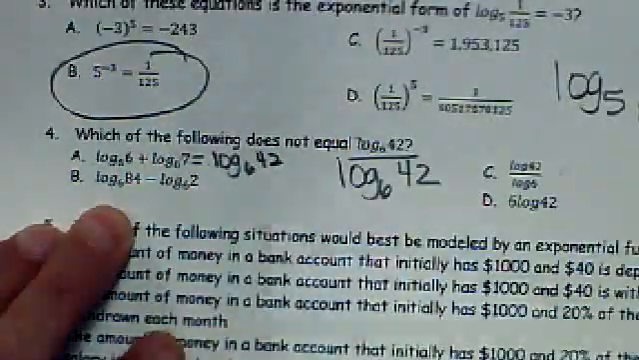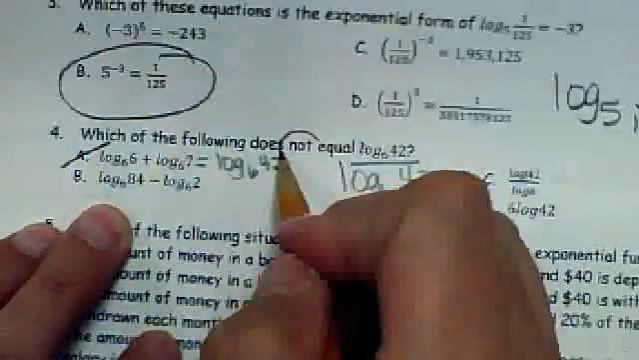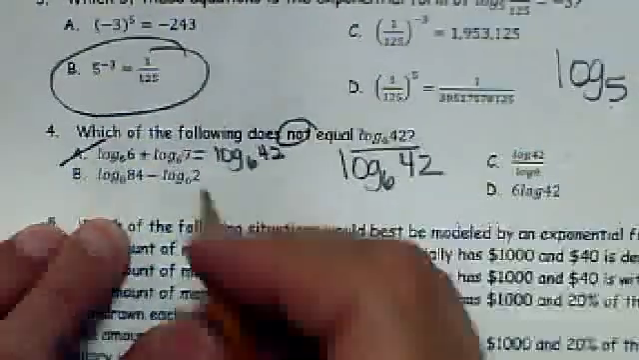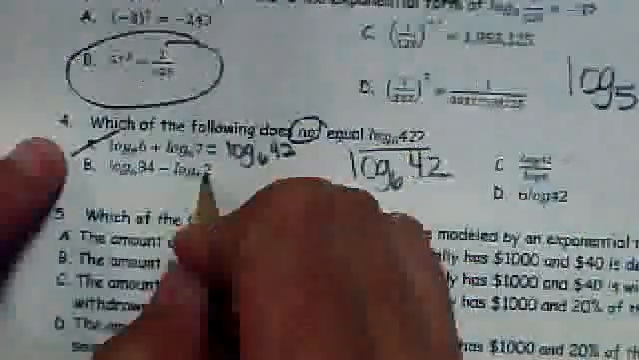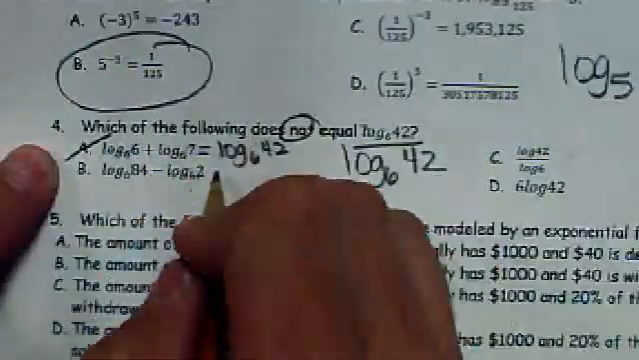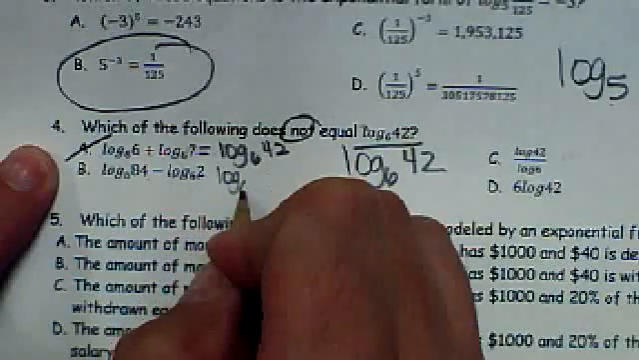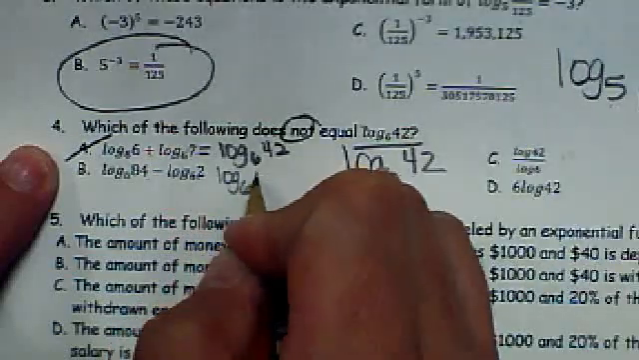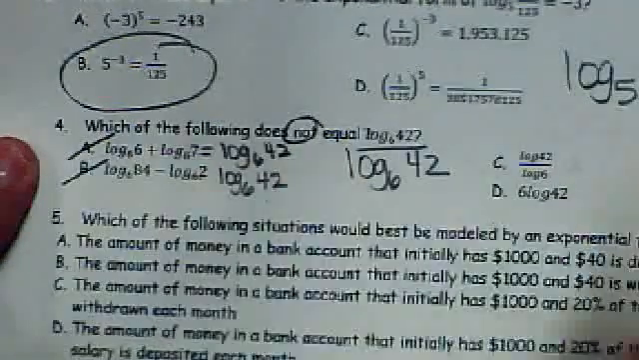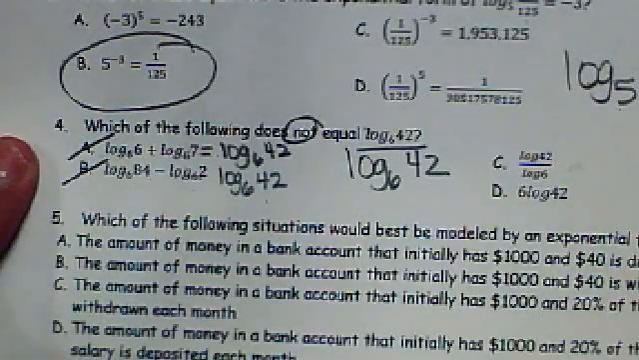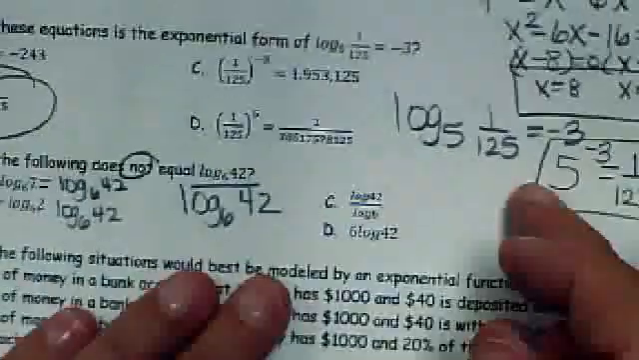So is A our answer? No, because we want the one that does not belong. B says log base 6 of 84 minus log base 6 of 2. When we're subtracting, what do we do with those two? We divide. 84 divided by 2 is 42. So is B our answer? No, because we want the one that does not equal.